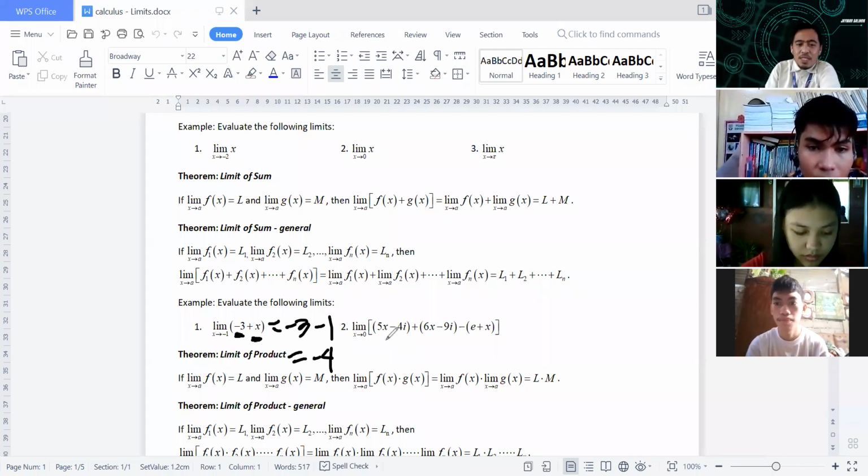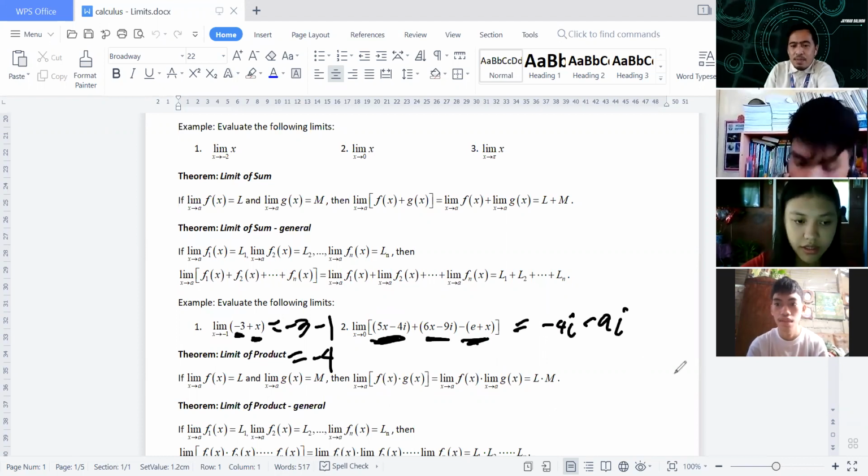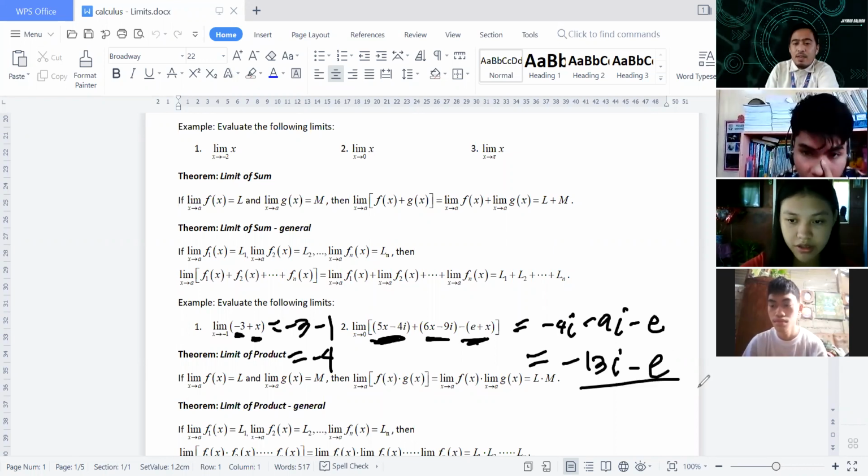Okay. How about here? What's the answer here? By the way, i here is the imaginary number. I think you have a little background in complex numbers. So if x is 0, you can replace it with 0 here. So your answer is negative 4i, right? What's the answer? Negative 9i. How about here? E. Negative e. So if you take the sum of these two, since they have the same sign, which is negative, it will be negative 13i minus e.